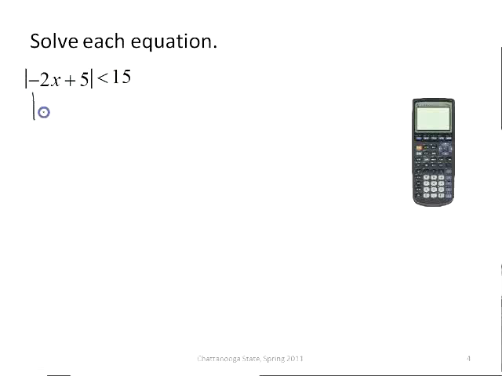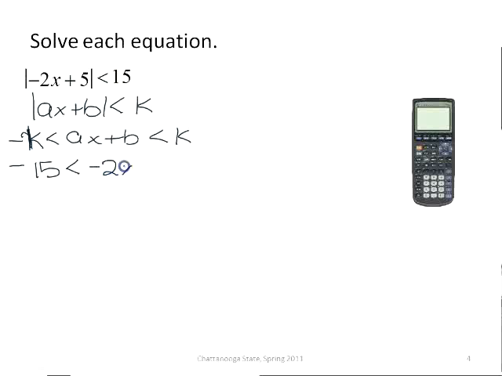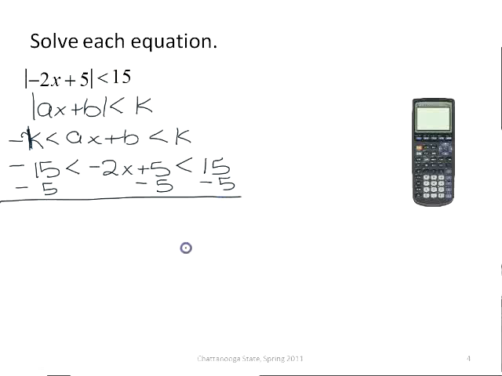Now let's look at one more, and I want to look at the graph of this one. We'll solve it using the same method we just did. We'll take what we know is equivalent. Here we use the formula that the absolute value of ax plus b is less than k. We rewrite as a negative k is less than ax plus b is less than the positive k. So here we have negative 15 is less than negative 2x plus 5 is less than positive 15.